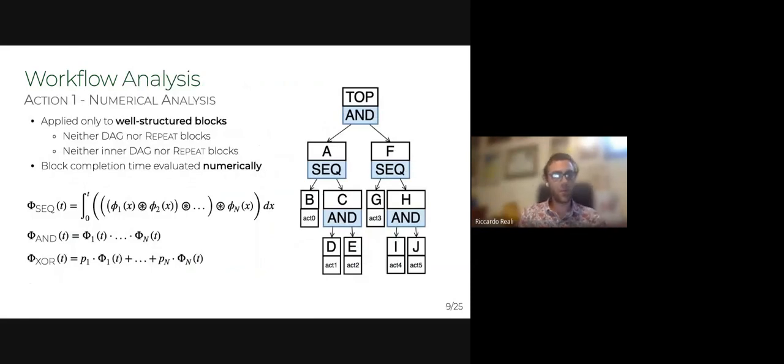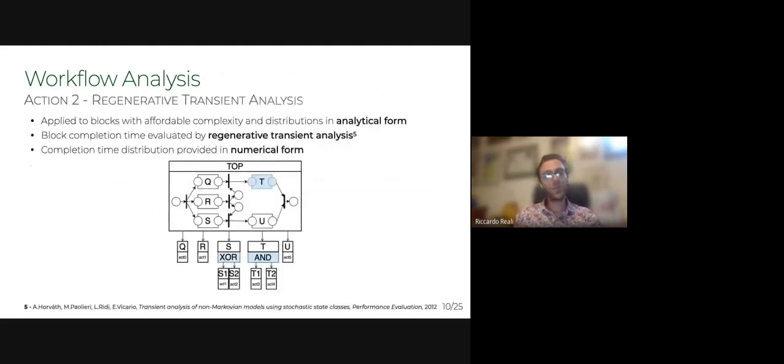Analysis of blocks is performed through four actions, which differ according to the type of the block and the complexity of the block. Action one is applied only to well-structured blocks that do not contain repeat or DAG blocks, such as sequence and or XOR blocks, that are evaluated numerically. Action two is applied to blocks having affordable complexity and that also have distributions expressed in analytical form. In this case, the completion time is evaluated by regenerative transient analysis, which provides results in numerical form.